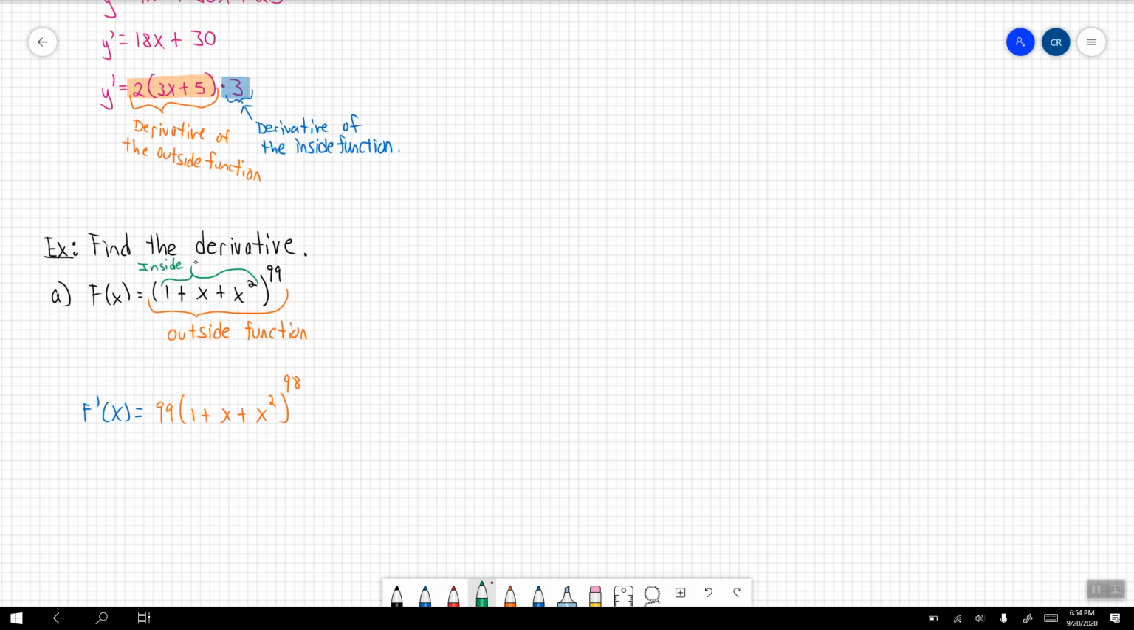So the inside function. Now, for the derivative of the inside function, we just need to multiply by that derivative. So you can go through your differentiation techniques and find the derivative of that inside function. Well, what's the derivative of this inside function? The derivative of 1 is 0, the derivative of x is 1, and the derivative of x squared is 2x. And there you are. This is f prime. This is your derivative for that function.